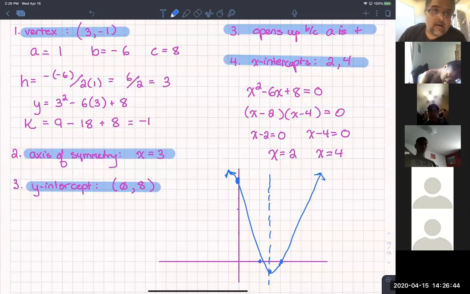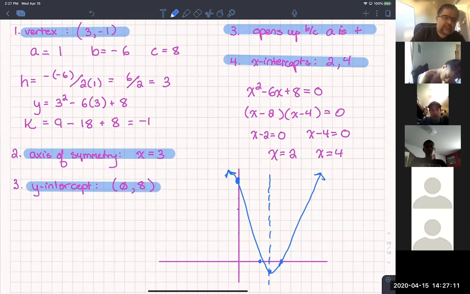All right. So these are the main characteristics of a parabola: the vertex, axis of symmetry, y-intercept, x-intercept, and which way it opens. All right. Any questions? No, sir. All right.